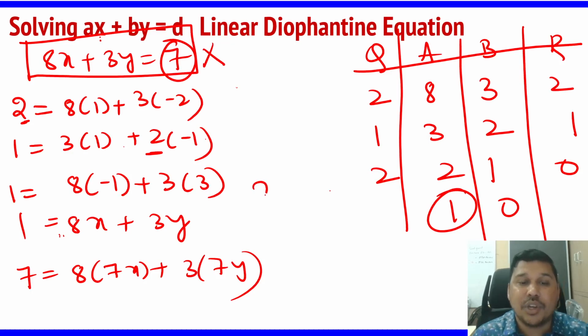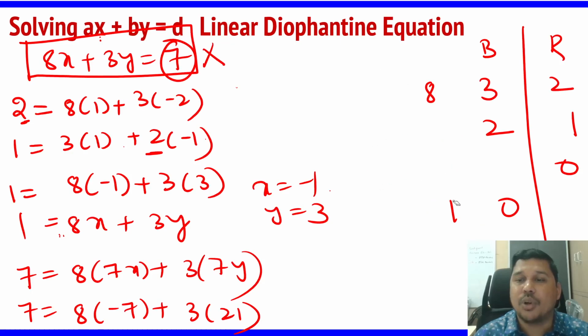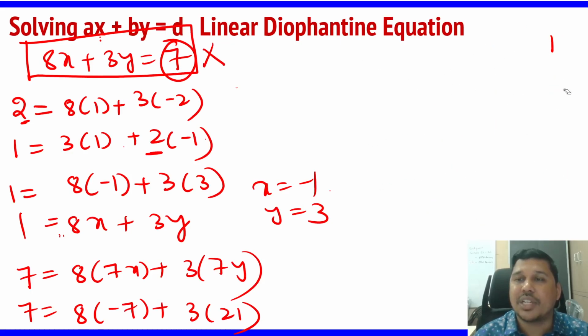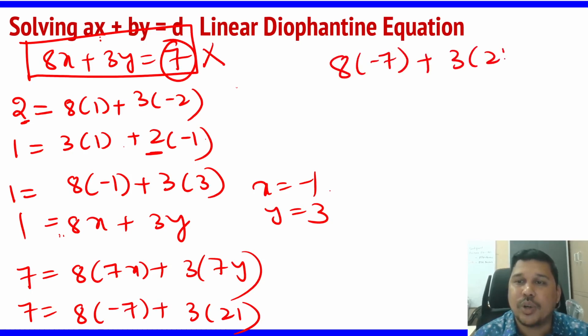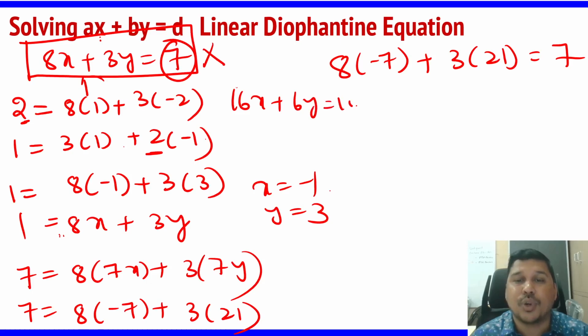What is x here? We got x equal to minus 1, y equal to 3. Substitute here, it becomes 7 is equal to 8 into minus 7 plus 3 into 21. Now you see, after doing all these transformations, what is the equation we got here? We got 8 into minus 7 plus 3 into 21 is equal to 7. What was our original equation? Our original equation was 16x plus 6y equal to 14.